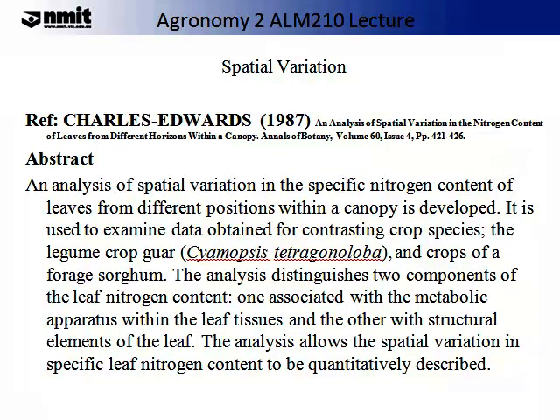A second paper, written by Charles Edwards in 1987, discusses the analysis of spatial variation in specific nitrogen content of leaves and what this means. Again, please take the time to stop this lecture here and read this abstract. Please make note of what the scientific contribution of this statement is and what lessons you can learn from this research.